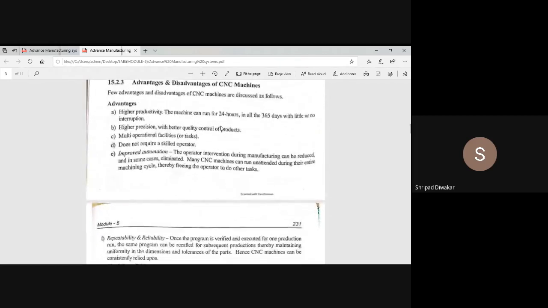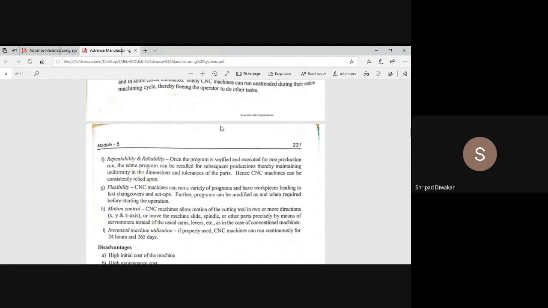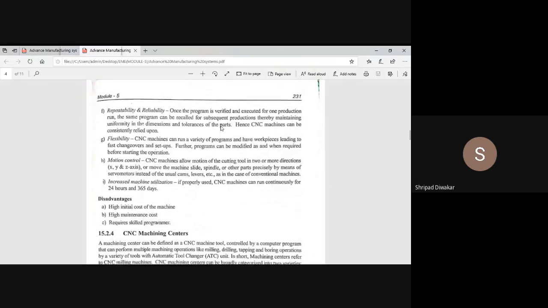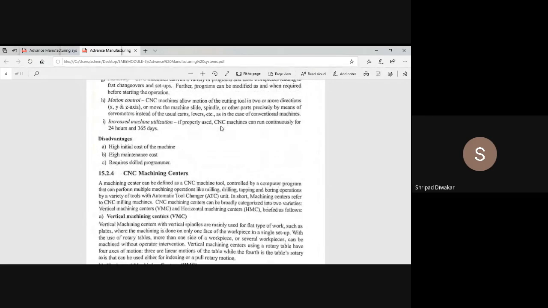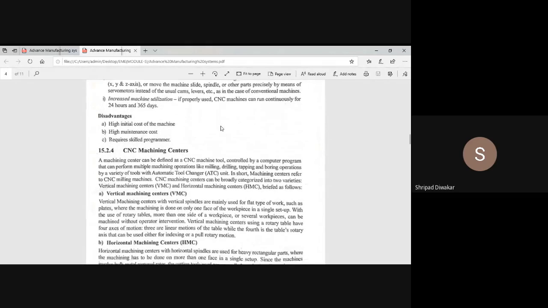First one is higher production rate, and precision is possible. We can perform multiple operations at a time. It does not require a skilled operator. Improved automation is possible. So repeatability, reliability, and flexibility. Motion control means the machine can move in all three directions, and increased machine utilization.